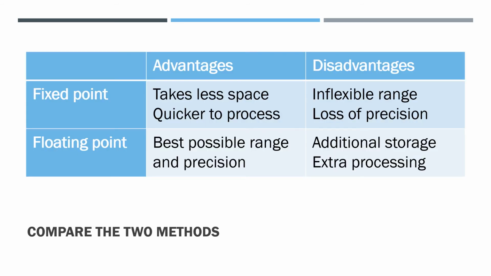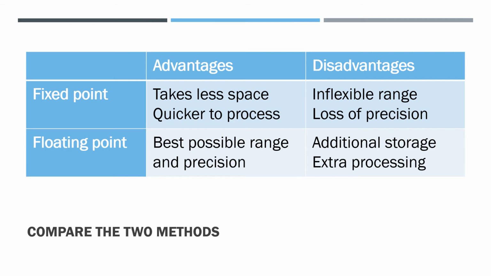So if we compare those two methods, fixed point numbers don't take up as much space because they're only stored as a single number, and they're quicker for the computer to process because it doesn't have to do any working out. But the disadvantage is that it's inflexible, so you're more likely to get overflow or underflow, lose fractional values and so on.